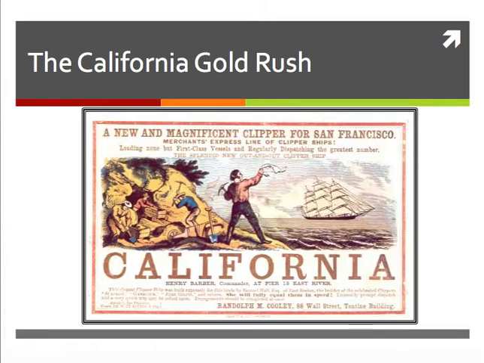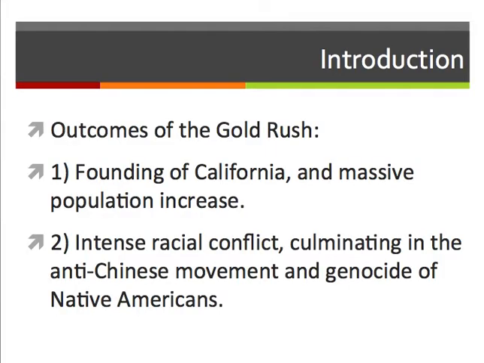Okay, this lecture is about the California Gold Rush. The outcomes of the gold rush were, number one, the founding of California and the massive population increase. So, as a result of the gold rush, we see the founding of California as a state within the United States. The second outcome is intense racial conflict, culminating in the anti-Chinese movement in particular and the genocide of Native Americans.